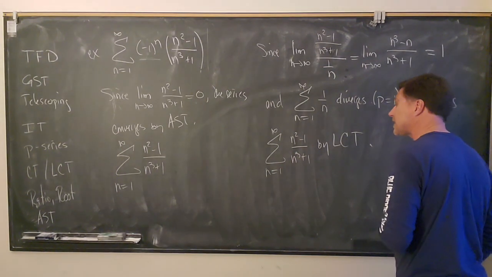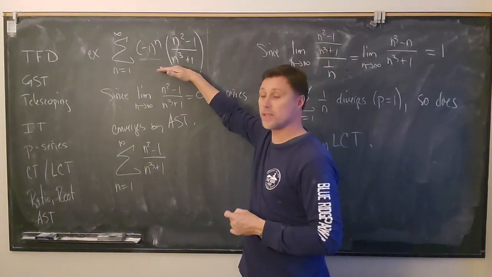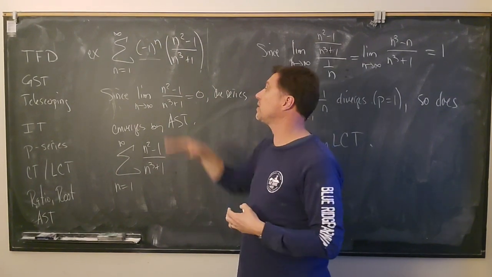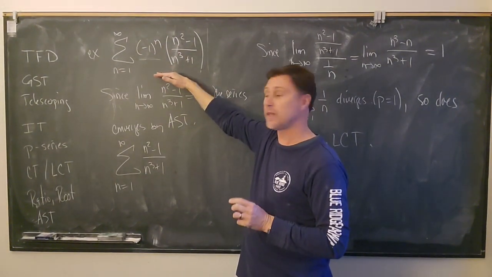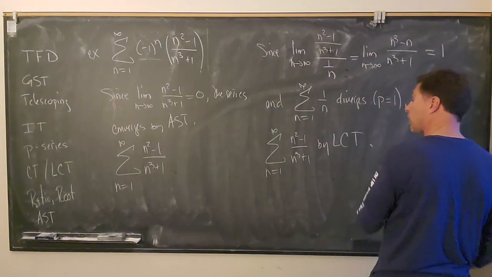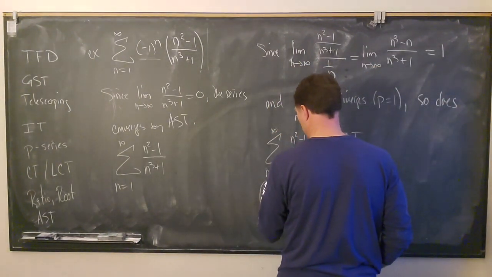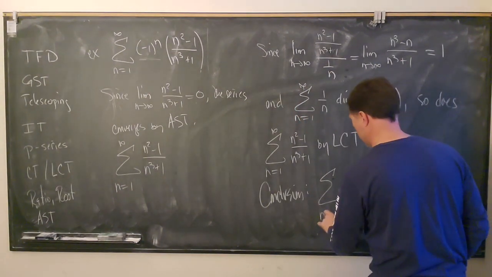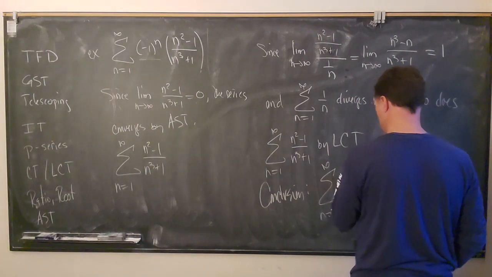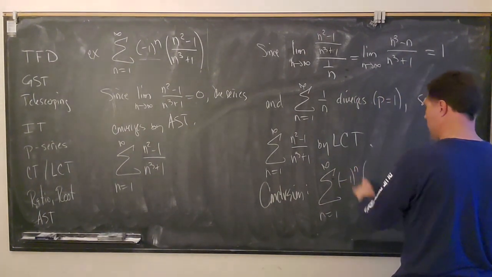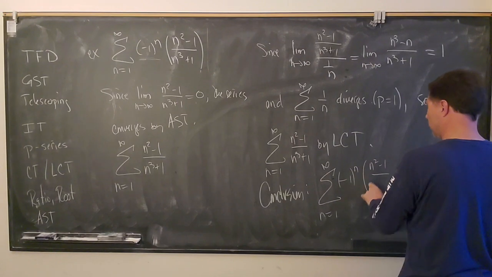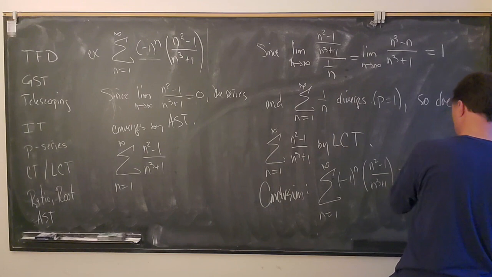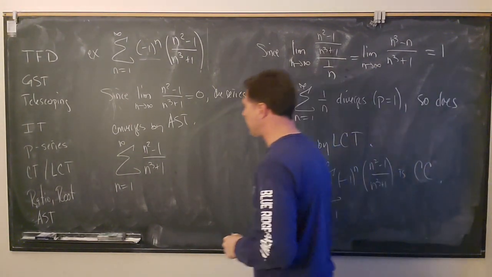Okay, so what does that tell us then? It tells us that the original series with absolute value bars around it diverges, which means that this is not absolutely convergent, it's only conditionally convergent. So our conclusion then, the sum n equals 1 to infinity of minus 1 to the n, n squared minus 1 over n cubed plus 1 is conditionally convergent.